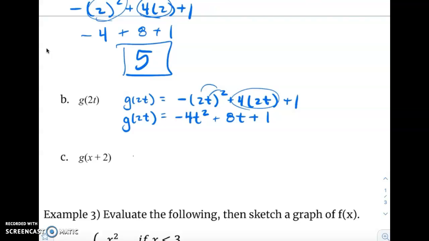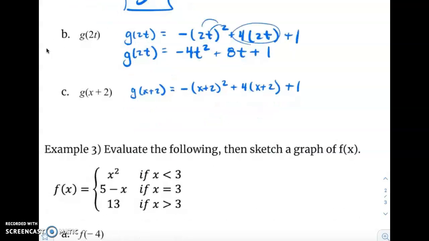X plus 2, they want you to plug in x plus 2 for x. So it'll be negative x plus 2 squared plus 4 times x plus 2 plus 1. From there, you're going to simplify it. So you're going to have to FOIL this. X plus 2 squared, you're going to multiply it together. So that's going to give me negative x squared, 2x, 2x, and 4.